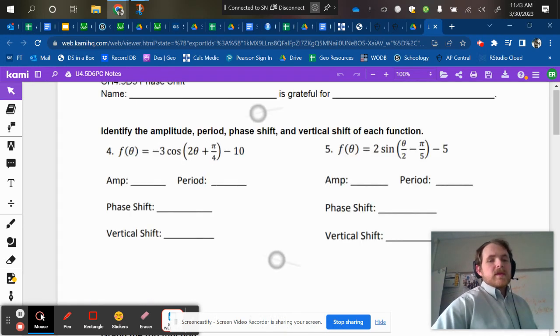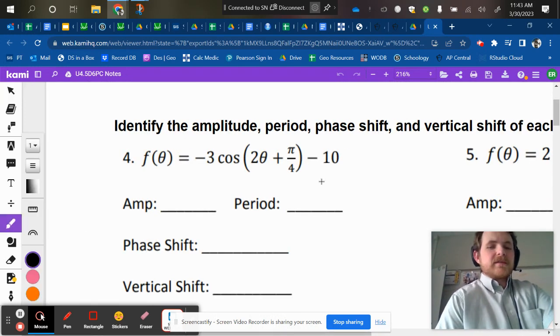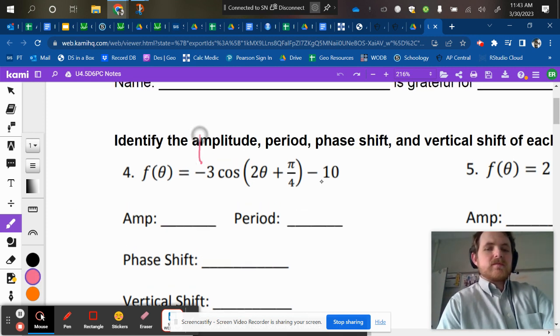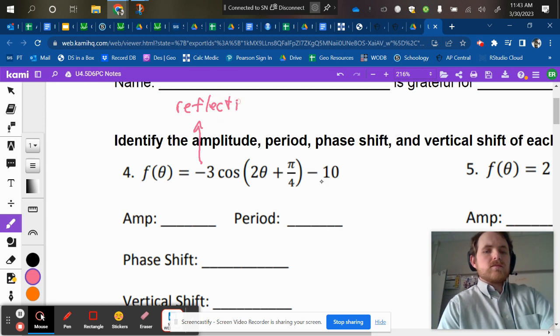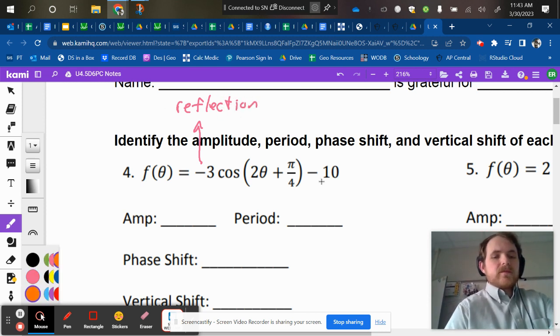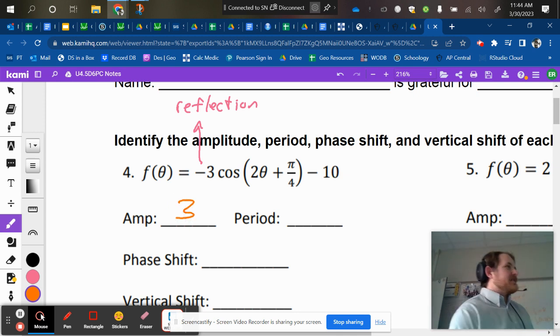So real quick, what is this negative out front doing? It's reflecting the x-axis. Great job. What's your amplitude? 3. Again, the negative specifically is the reflection. The amplitude is just 3.